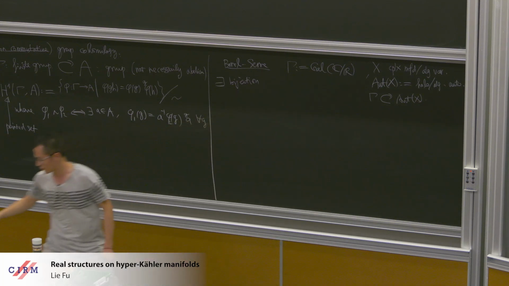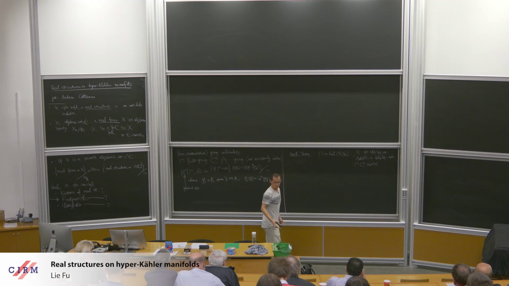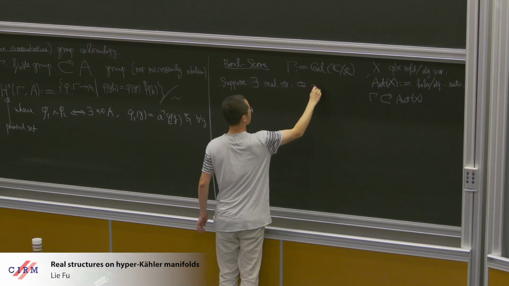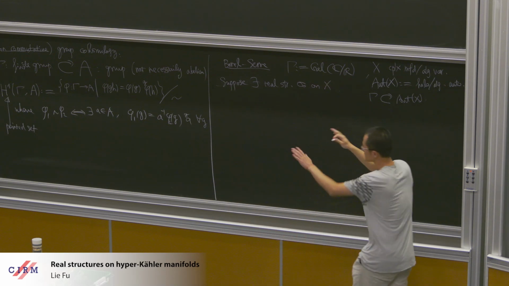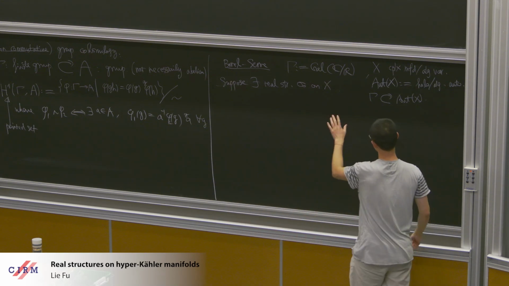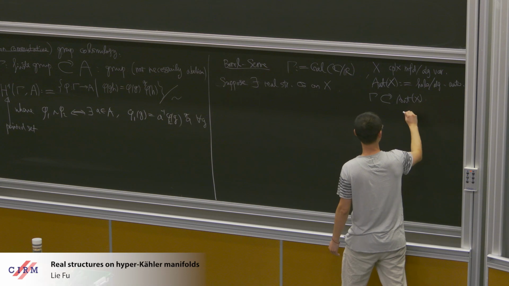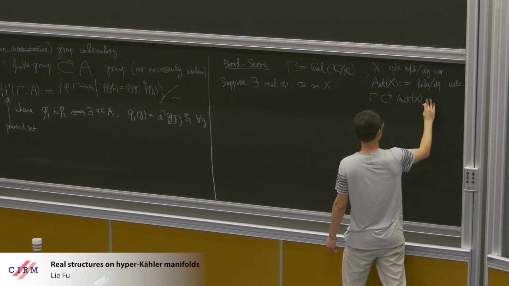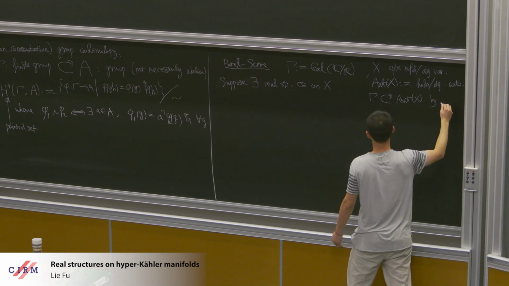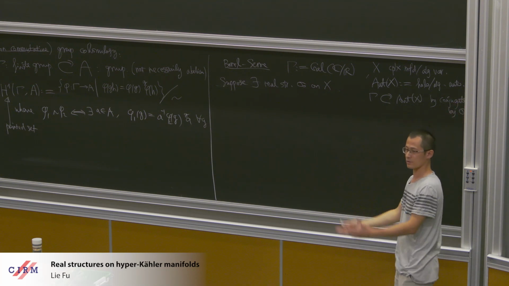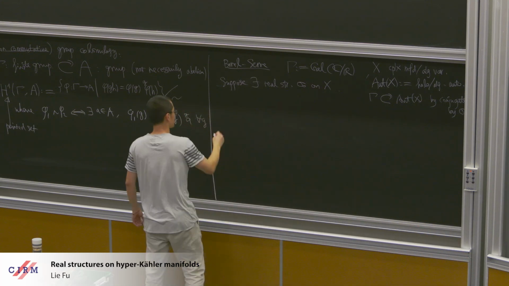Let me erase something to gain some more space. Suppose there is a real structure, let's call it sigma 0 on X. Otherwise, it's an empty set, nothing to talk about. If there is at least a real structure, then I can define an action of gamma on this group by conjugation by sigma 0. That's an action of Z2 over that. Then there is a bijection.